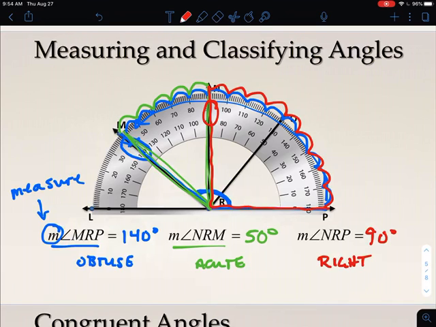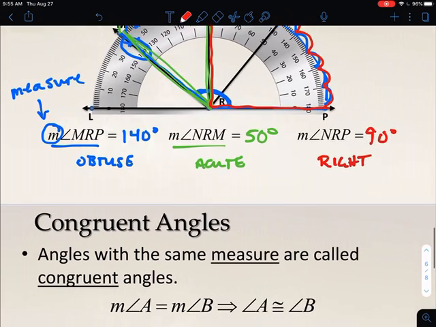One of the things you're going to be asked to do on the homework is find the angle measure using the protractor, and then what type of angle it is. If you're using the numbers on the protractor, just be careful. Make sure you pick the one that makes sense. Big angles are going to use the bigger numbers, smaller angles the smaller numbers. Otherwise, you can always count from one point to the next, which is the way I would typically do it.